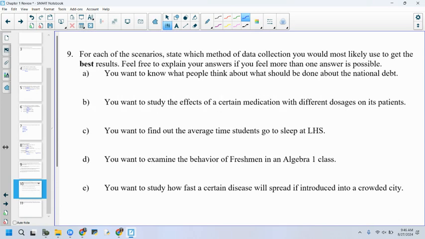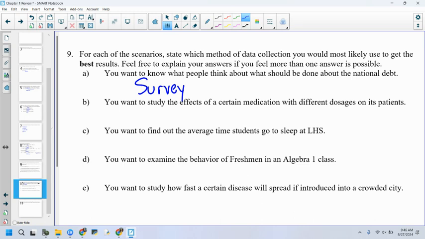For each of the scenarios, state which method of data collection you would be most likely to use to get the best results. And now, I bold best results and most likely to use because you could make an argument for a lot of these other methods as well. Like, for example, you want to know what people think about what should be done about the national debt. Survey them, right? Could you observe them? Could you see what they're going to do because of the national debt? I mean, I guess maybe they're going to spend less or something. So I guess you could do an observation, but that would be silly. That doesn't really give you good data. A survey would be the best data.